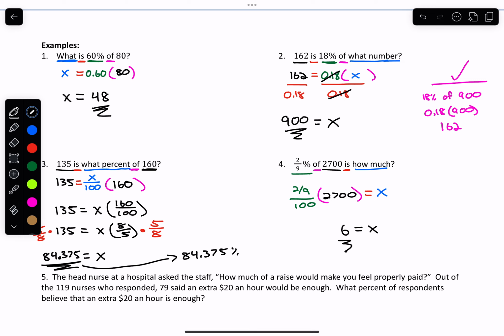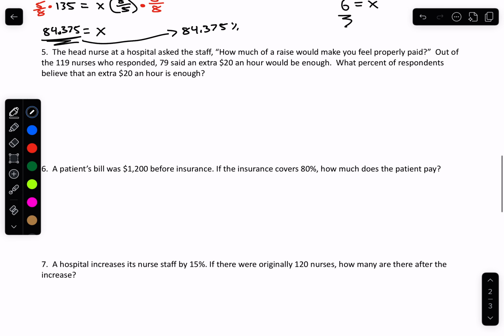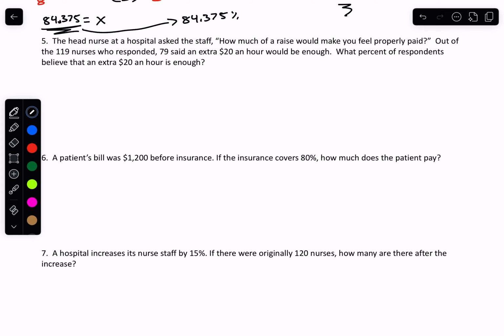All right, now we're going to turn this into a couple word problems. The head nurse at a hospital asked the staff, how much of a raise would make you feel properly paid? Out of the 119 nurses who responded, 79 said an extra $20 an hour would be enough. What percent of respondents believe that an extra $20 an hour is enough? So we have a few numbers we were given: 119 surveyed, 79 said that $20 is enough, and we're trying to find out what percent of respondents said this.